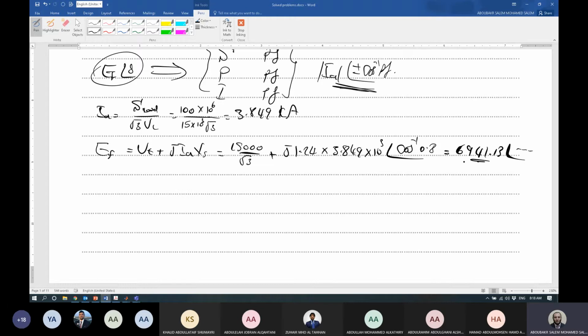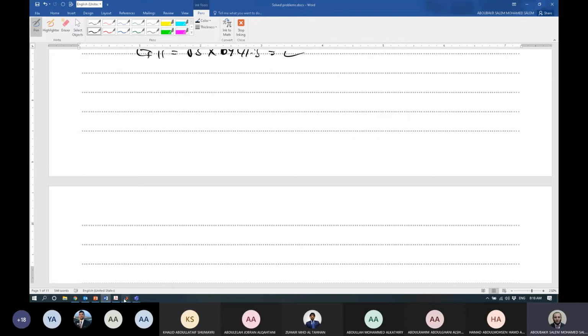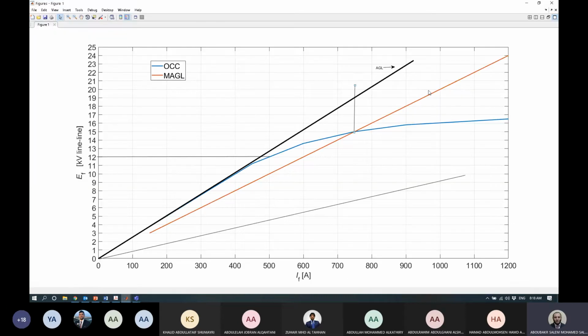We've plotted the curves in line to line voltage magnitude. So firstly, we need to convert this one to line. So easily we can say EF line to line equals square root of 3 multiplied by 6941.3. Get this value and use the modified air gap line. So we can go to the modified air gap line here based on this value. Okay, the value exactly, let's calculate it. 6941 multiplied by square root of 3, which is 12 kilovolt.